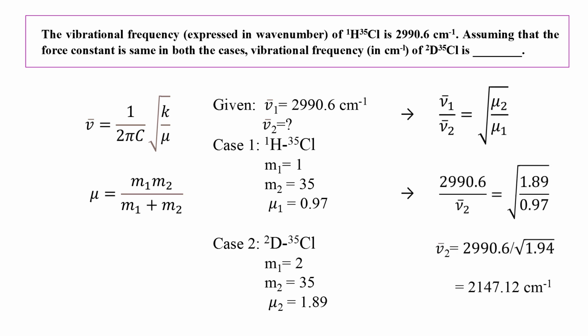Now, to find the frequency for DCl, we will simply put the values in this formula and it will come out to be 2147.12 cm inverse. That is less than the HCl value. So the answer can be anything between 2100 to 2200 and your answer will be correct.